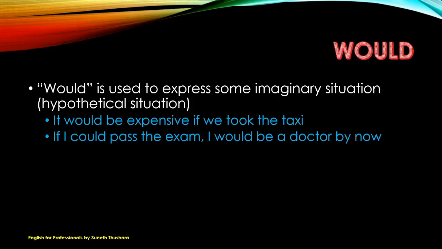Then the second sentence: if I could pass the exam, I would be a doctor by now. Now, is he a doctor? No, he's not a doctor. But he is telling about some hypothetical situation. He sat for the exam, but he didn't pass. Therefore, he's not a doctor. But he is telling, if I could pass the exam, I would be a doctor by now. Right? So you understand the difference. Again, this is something about the past.